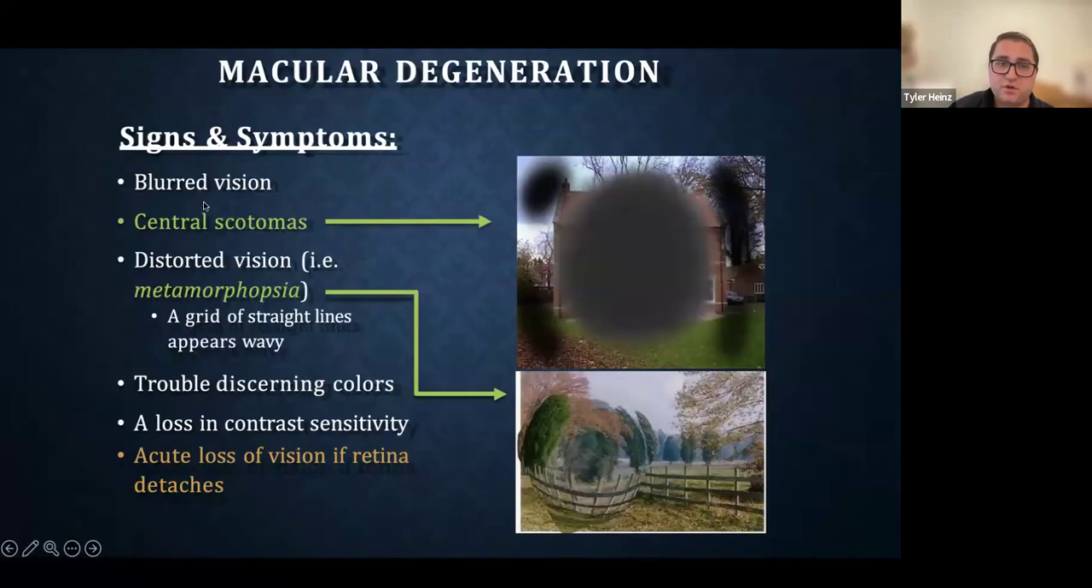Your signs and symptoms: you have blurred vision, central scotoma. Scotoma just means loss of vision, a blind spot. Scotoma is a blind spot. So this is what someone's seeing with macular degeneration when it's very advanced.